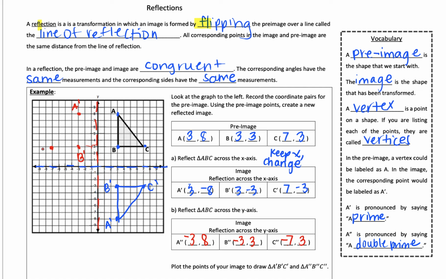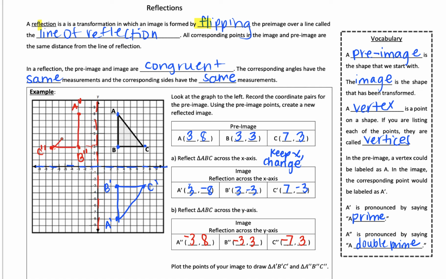So I actually mislabeled these. We already had an A prime. This point will be A double prime. We're doing a different transformation. B double prime and then C double prime. You can go ahead and connect these points to make our new triangle.